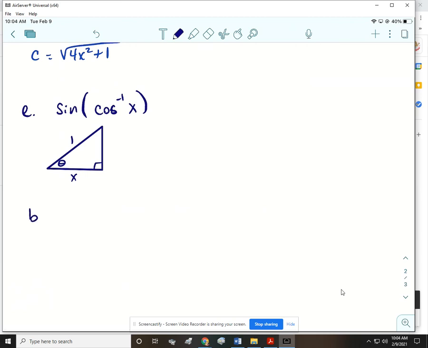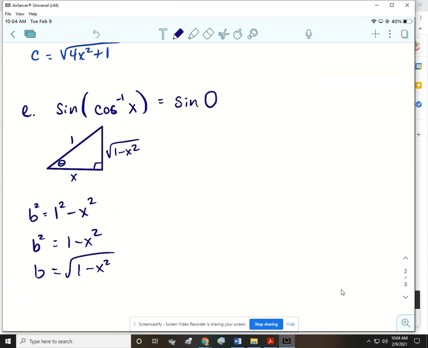So since it is not the hypotenuse, we're going to subtract. So it's going to be hypotenuse squared minus the other leg squared. And then b should be the square root of that. Okay, so the answer to this question is going to be the sine of that theta, which is the opposite over the hypotenuse, or just the square root of 1 minus x squared.